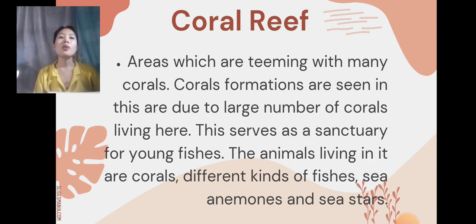So first, we have coral reef. Areas which are teeming with many corals. Coral formations are seen in this area due to the large number of corals living here. This serves as a sanctuary for young fishes. The animals living in it are corals, different kinds of fishes, sea animals, and sea stars. So sa coral reefs, dito nakatira yung mga iba't ibang uri ng hayop, na mga isda.